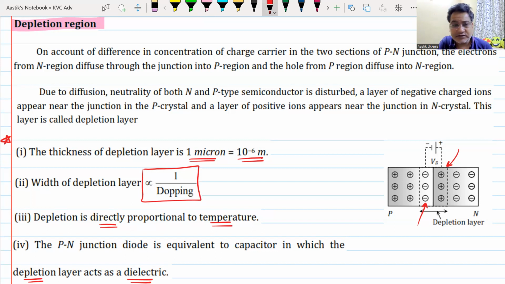Note down the important points, draw the graph. And what you have to understand in this graph is this VB. You see this potential difference? Yes. We will get to know about this potential difference on the next page. Note it down.